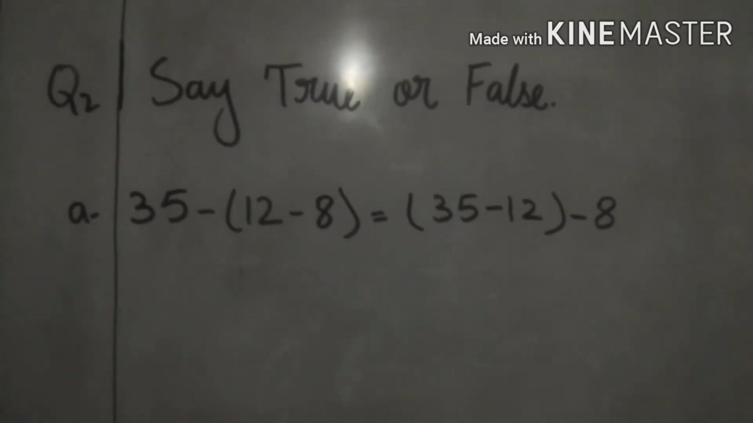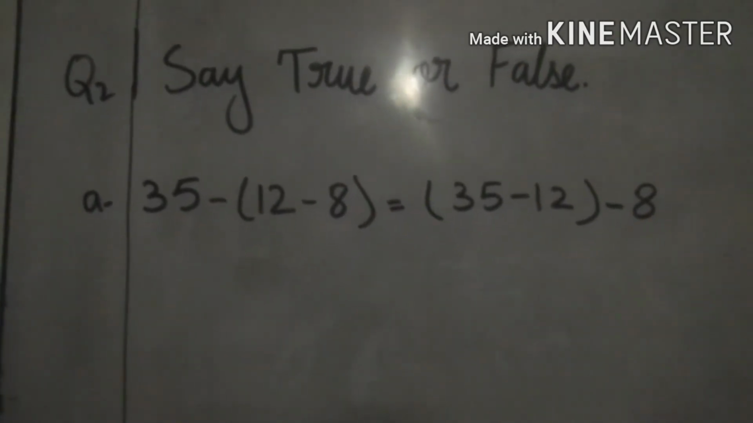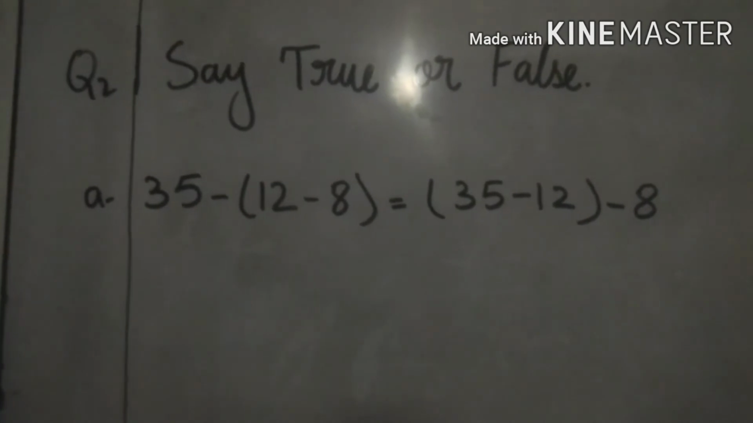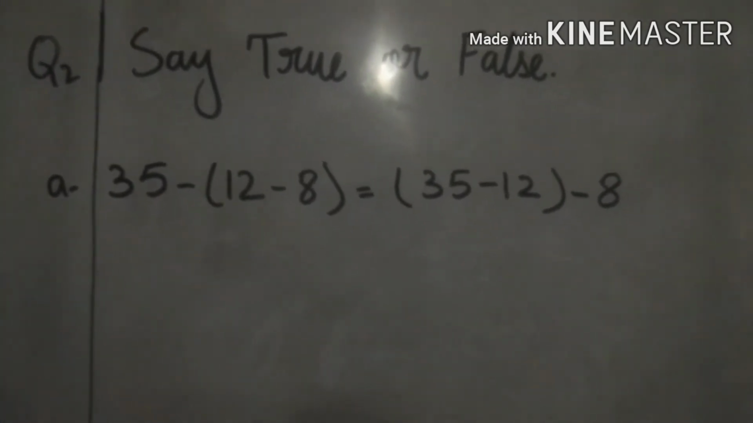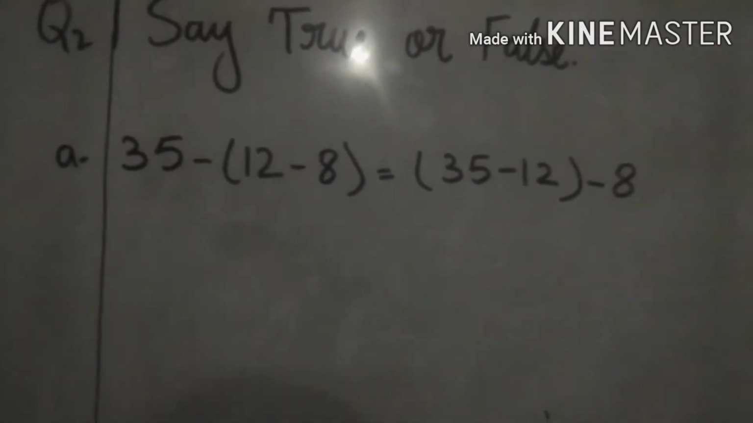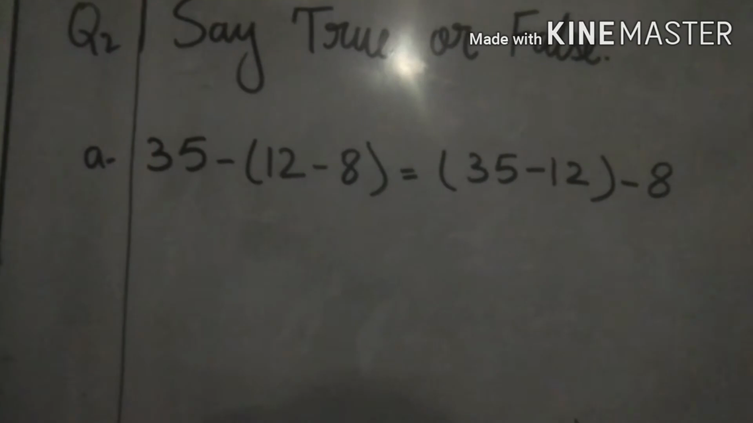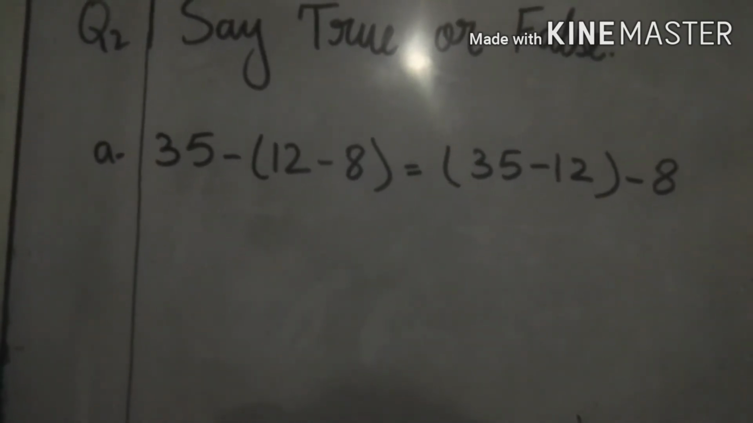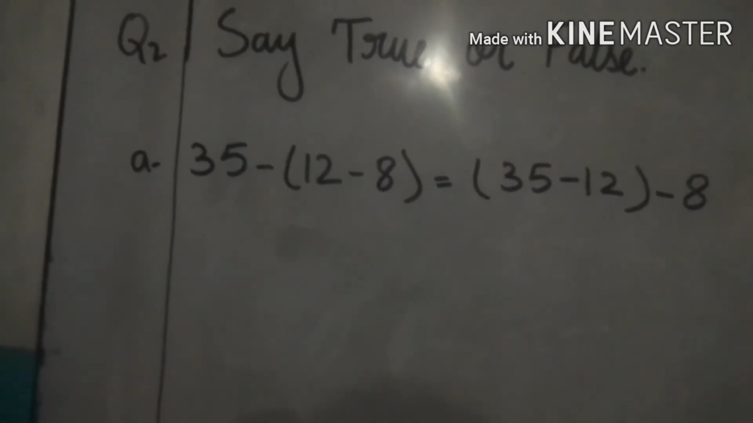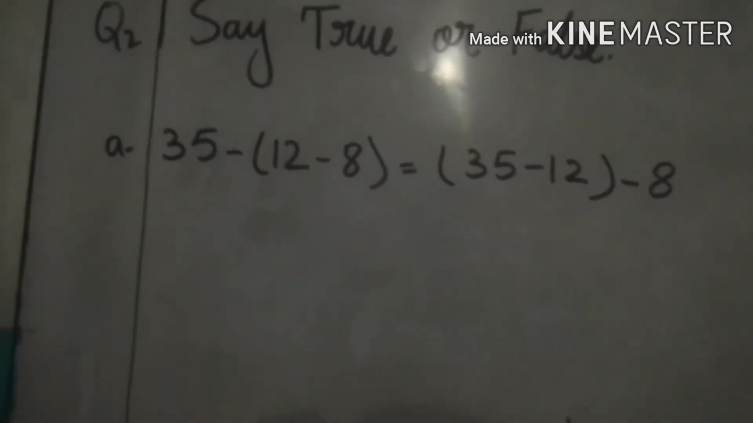Question number 2 we have is say true or false. Part A, 35 minus product 12 minus 8 is equal to 35 minus 12 minus 8. As we know that this is the associative property, but the associative property does not satisfy on subtraction. So this statement is false, but we can also prove it by solving it.